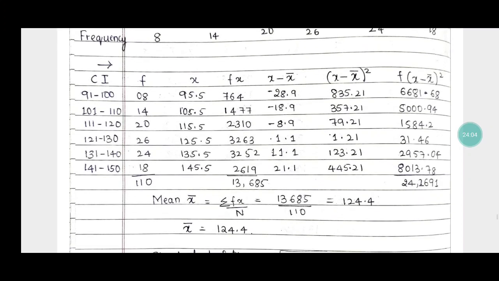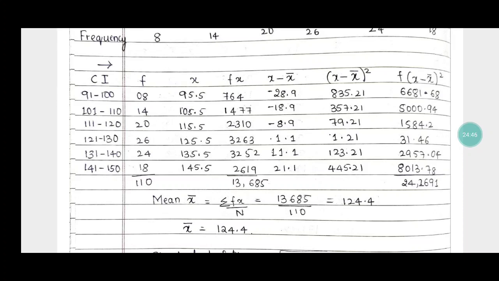So we add the frequencies and the answer is 110. And x, what is x? We have to choose the middle value of each class: between 91 and 100 the middle value is 95.5. For 101 to 110, the middle value will be 105.5. For 111 to 120, the middle value comes to 115.5. So this is how we find x.